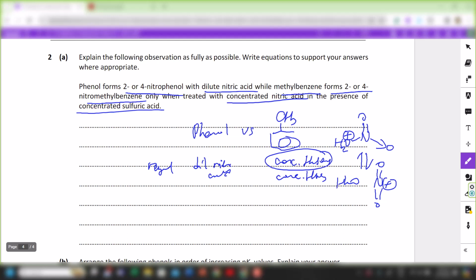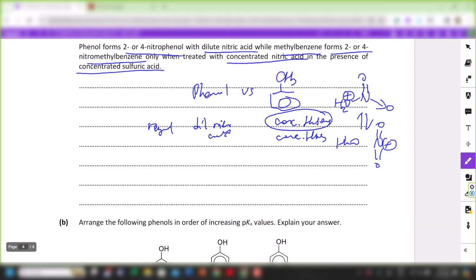For the case of phenol with nitric acid, I do not even need a very strong electrophile. I just need nitric acid to be placed inside, and the reaction will continue. So over here we are required to write the balanced equation, or rather write equations to support your answer. It doesn't really matter, so I can simply write one of the equations. I think most of you, if not all of you, can easily write this for me.